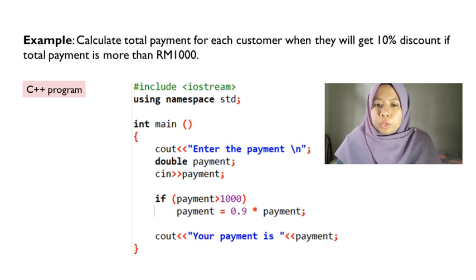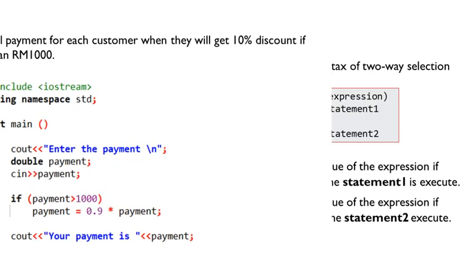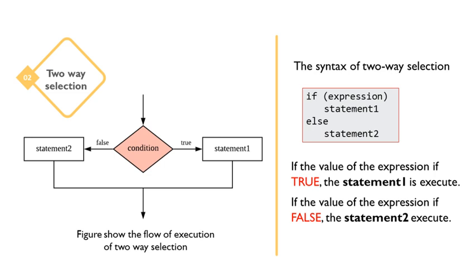Okay, next we're going to see the second selection structure, which is two-way selection. As you can see in the flowchart below, the flowchart shows you the flow of execution of the two-way selection structure. We will have two statements because it is two-way, which means it has two alternatives, two things to display or two things to process.